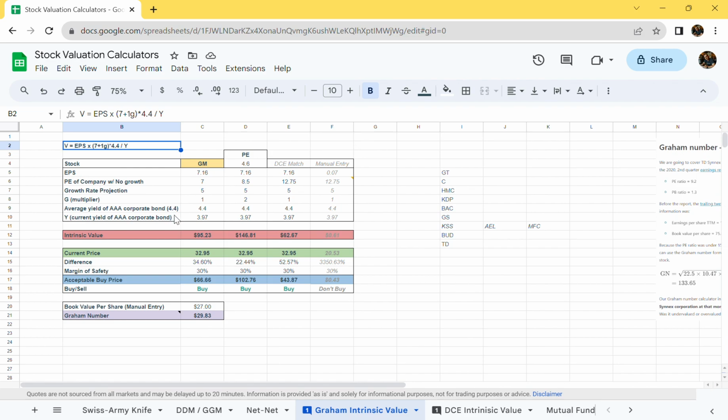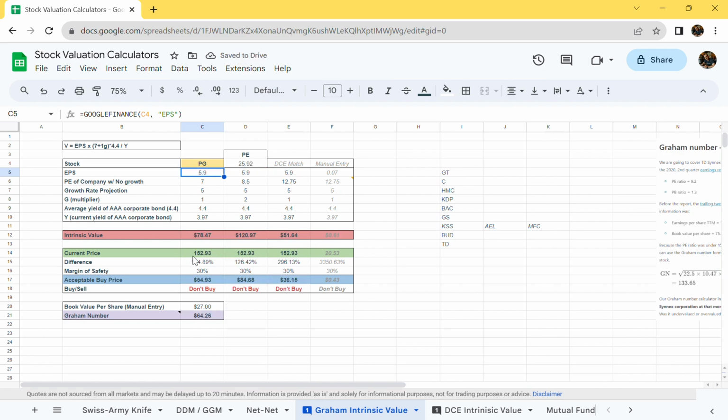As you can see here, much less than the current rate I'm using in this tool because I made this a long time ago. And of course, I also have a 2 in my growth multiplier. So 1 times G, the growth rate projection, which I just had at 5. And that as well will give different buy ratings, based on current price, same margin of safety. Of course, similarly, we might look at PG, Procter and Gamble.